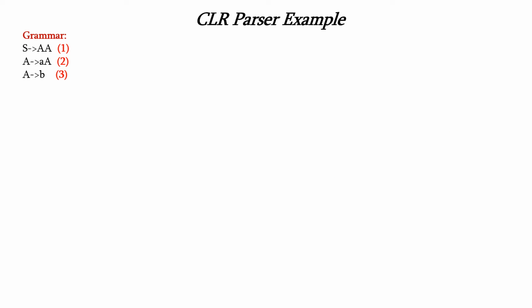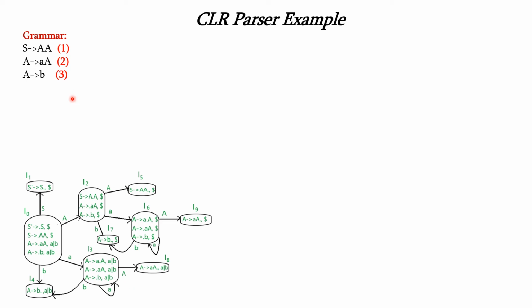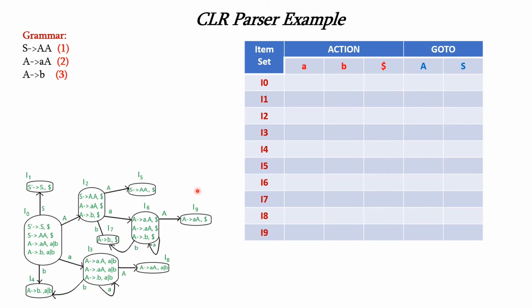Next we have to construct the parsing table. Consider the grammar, where numbers are given for each production, and consider the state transition diagram. Similar to the SLR parser, we have item set, action, and go to. In item sets, we have all the item sets, that is I0 to I9. In action, we have the terminals, that is A, B, along with which we should include the dollar sign. And in go to, we have the non-terminals in the grammar, that is A and S.